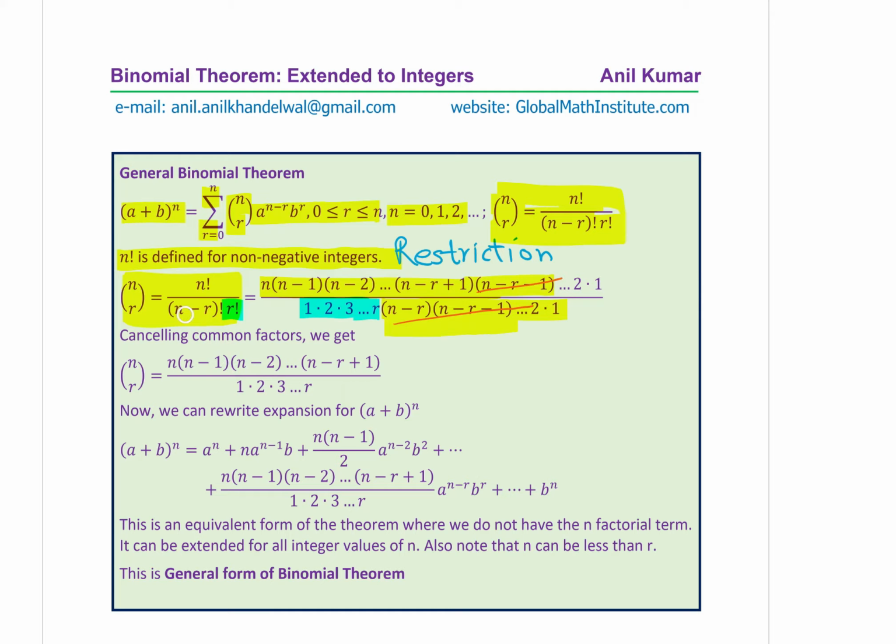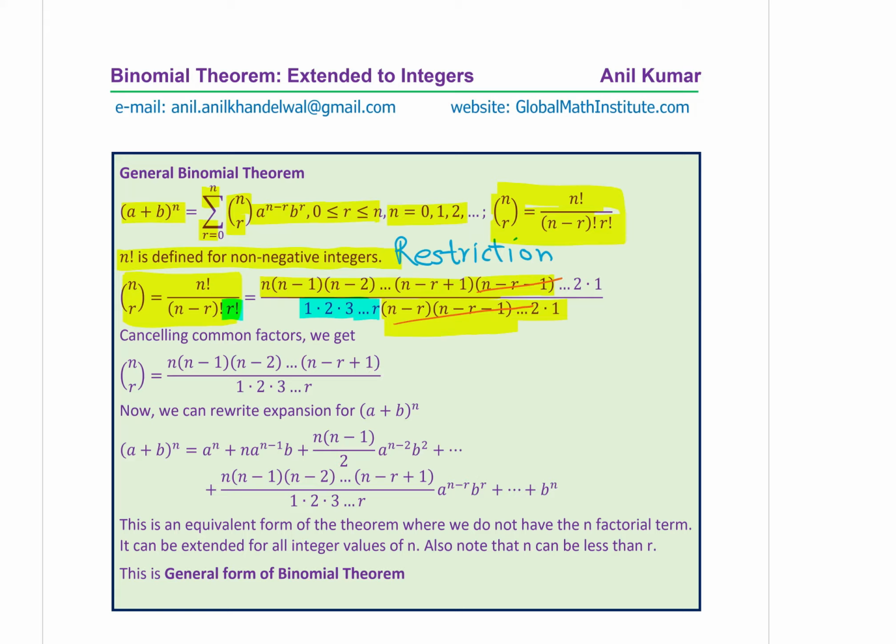So now this NCR can be written as n times n minus 1 times n minus 2 till n minus r plus 1, divided by 1 times 2 times 3 times r. Do you see that? So now we have NCR without n factorial. You get the idea. So we could actually expand the binomial a plus b to the power of n in this form using the method here, right?